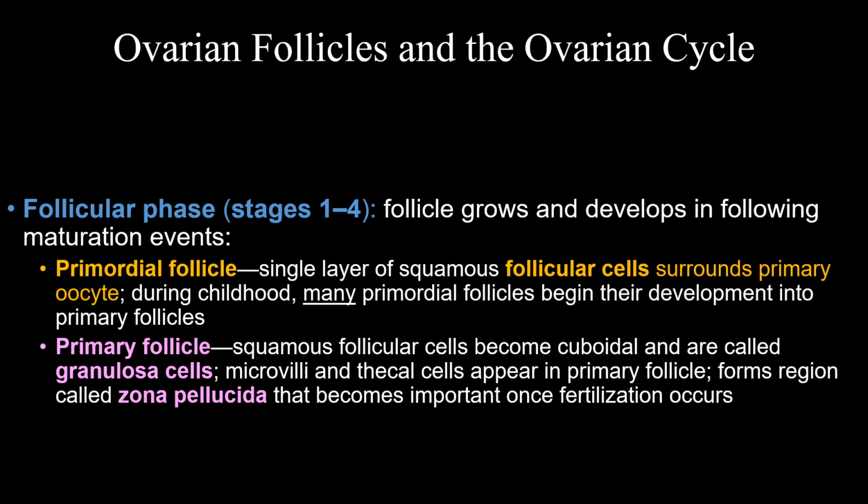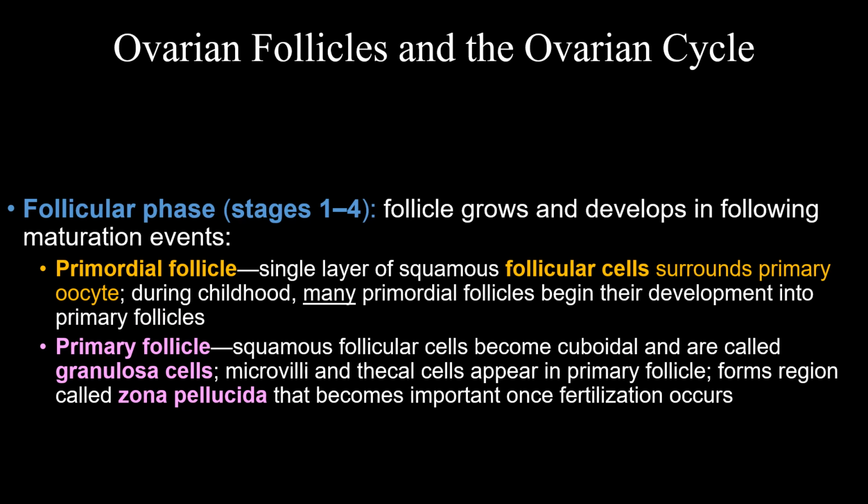primordial follicles. Excuse me if I confuse primordial and primary. I'll do my best to make sure I say these correctly. Primordial follicles are present at birth at about 1.2 million, and each of them contains a primary oocyte. Eventually, during childhood, many of these primordial follicles begin developing into primary follicles. As this occurs, those follicular cells change shape from flattened to cuboidal, at which point we call them granulosa cells.